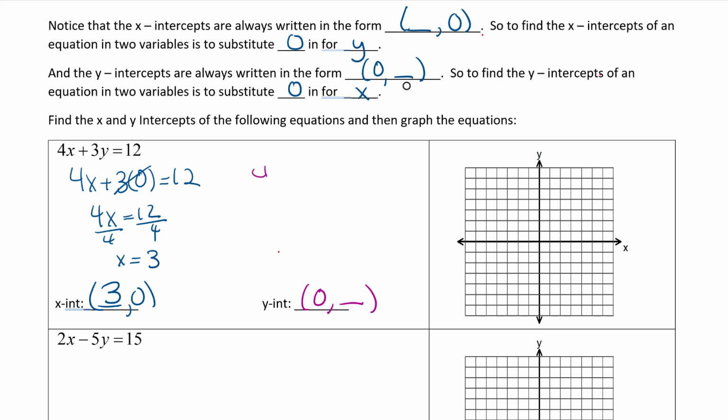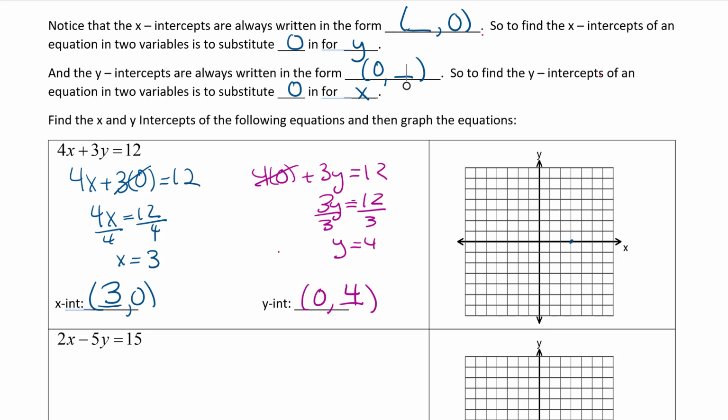I can do the same thing with 4x plus 3y equals 12, but this time I'm plugging a 0 in for x. Notice I still have a y, so I'm going to be solving for y. 4 times 0 is 0. 3y equals 12. Divide both sides by 3. y equals 4. Now, the minimum number of points you have to have is 2.